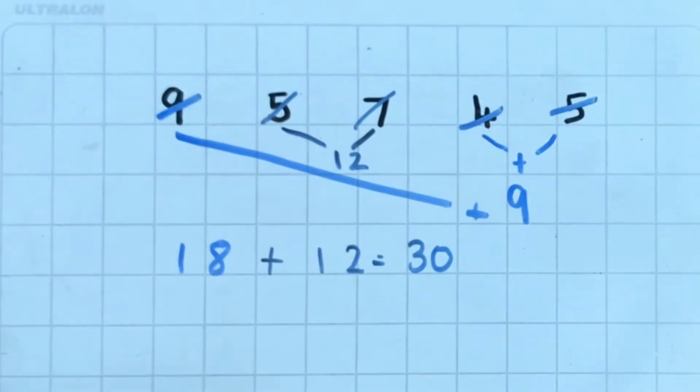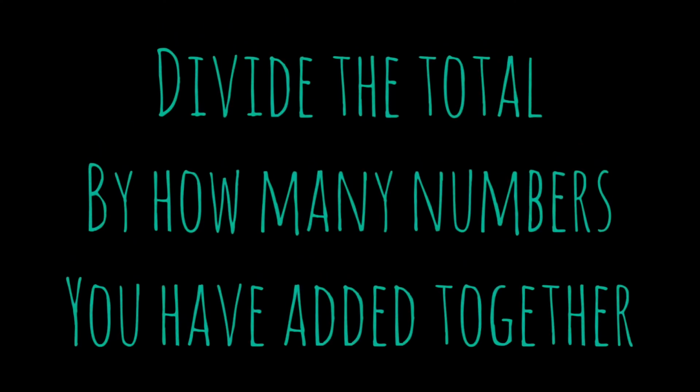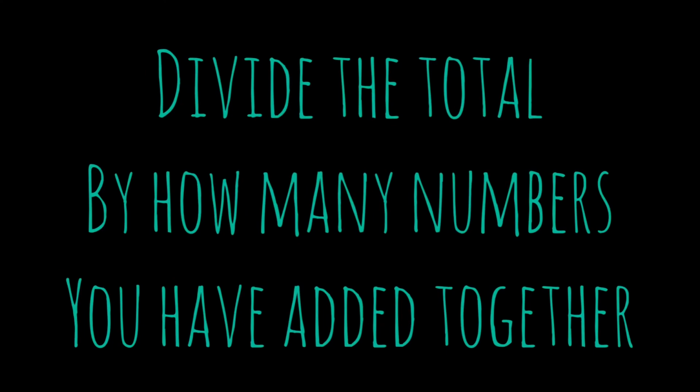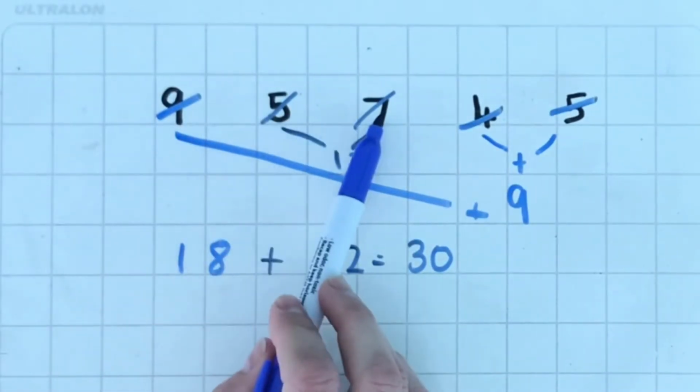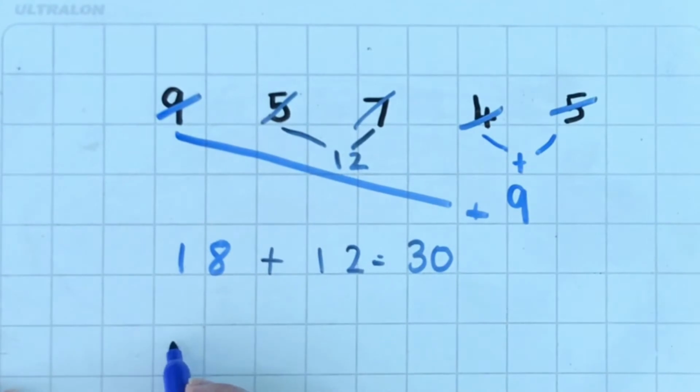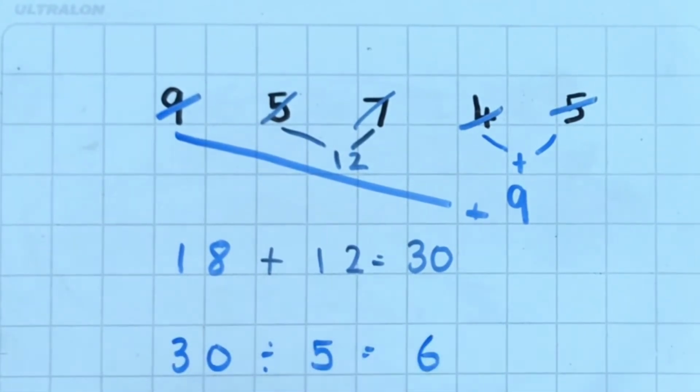Step number 2 is to divide by how many numbers you've added. So we've got 1, 2, 3, 4, 5 numbers. So we're going to do 30 divided by 5, which gives you 6. So the average for that group of numbers is 6.